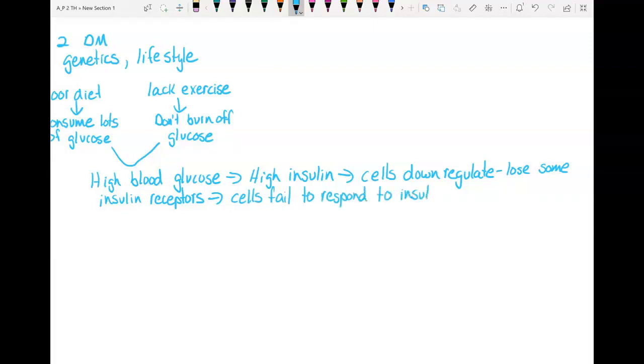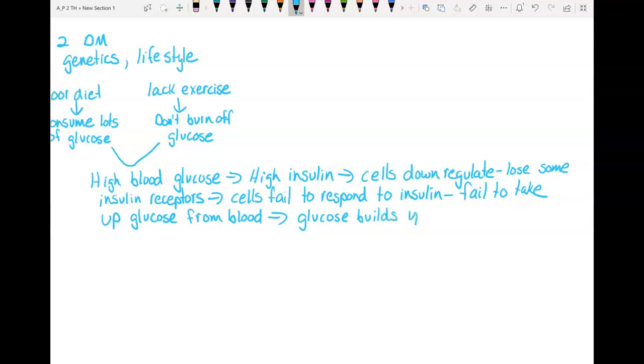And if they fail to respond to insulin, that means they fail to take up glucose from the blood. Well, this means that the blood glucose level climbs even higher. Now the glucose builds up in the blood. So this means you have even higher blood glucose level.